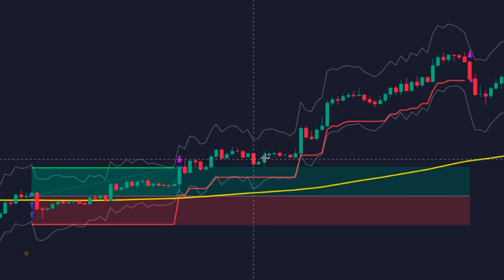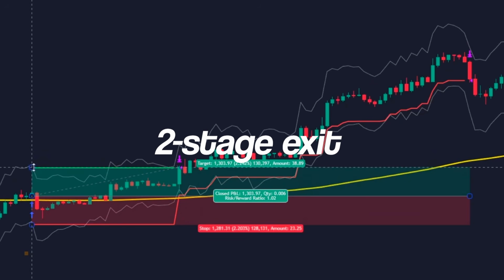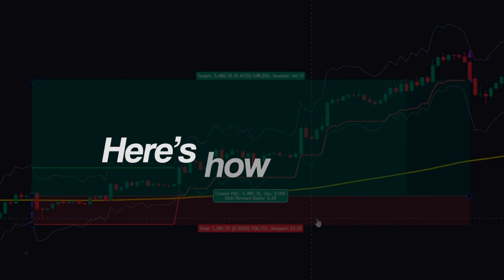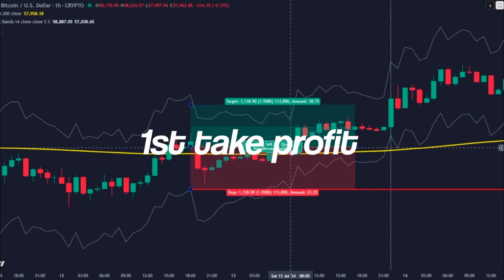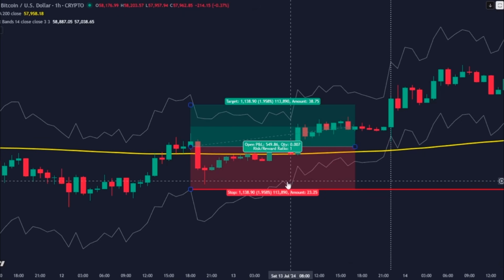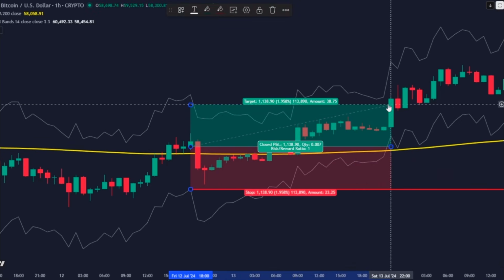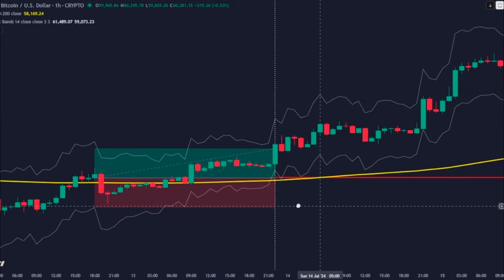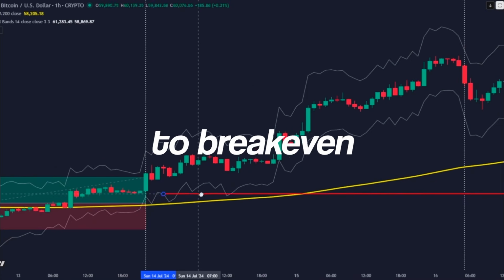And for exits, we are going to use a 2-stage exit, designed specifically to take advantage of what the KST does best, catching large momentum waves. Here's how it works. The first take profit is placed at a 1-to-1 risk to reward ratio. When price reaches that level, we close 50% of the position, and at the same time, we move the stop loss to break even.